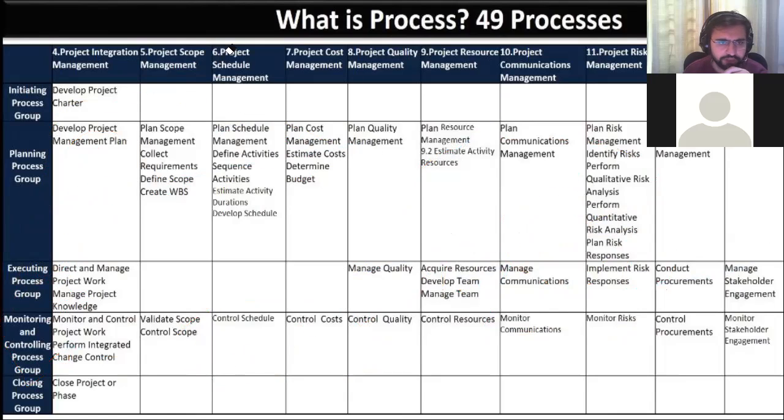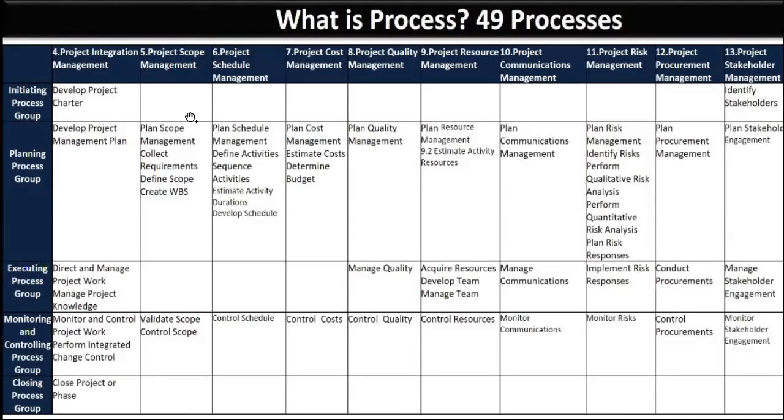Once we are doing the work, knowledge is also being produced: manage knowledge, lessons learned. The major key thing is direct and manage work. Then you manage quality. Whatever you are doing, you try to ensure that a quality product is produced along the way, and the team is ensuring the quality. You acquire resources, develop resources, and manage them. The two key processes are direct and manage work and team management. Then you manage communication among all the stakeholders; all communication in the project is done through this area. Whatever the risk plan was, you implement it, and you conduct procurement along the way.